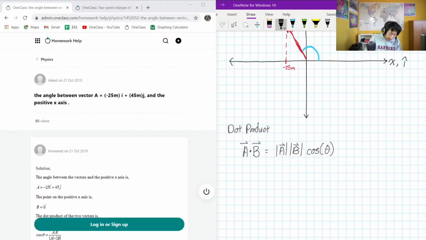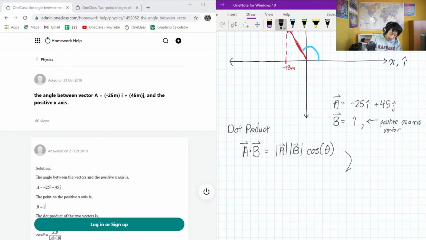Now we know that A is going to be negative 25I plus 45J. And what do we want to compare? What do we want to set as our B? Well, it's saying the positive x-axis, right? So for our B, we can just do I. So this corresponds to the positive x-axis vector. Okay, so when we have a system like this, we're really looking for the angle between them.